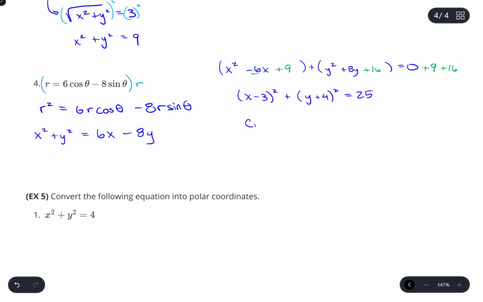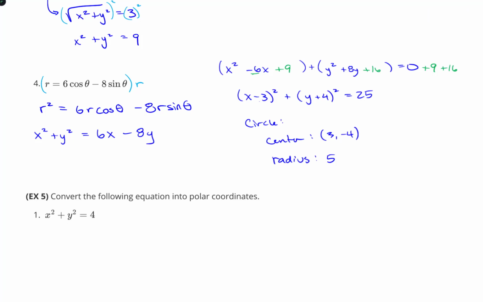And this is a circle, and the center of this circle is at 3, negative 4. You take the opposite of those signs there. And the radius of this circle is 5. That's the square root of that constant over there.